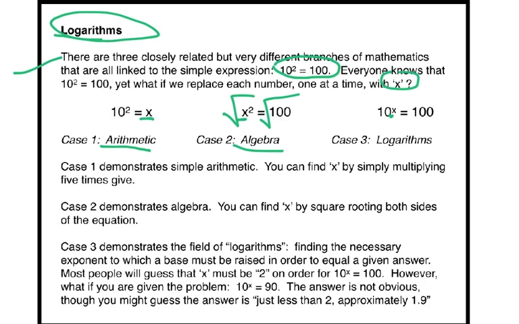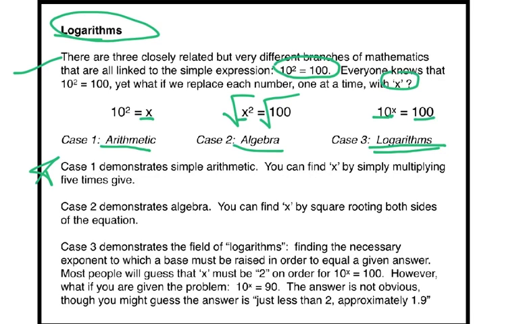Now we have 10 to the what equals 100. And this type of question is a logarithm, wondering what exponent you would need on a particular base to produce a particular answer. So, to review, case 1 demonstrates simple arithmetic.